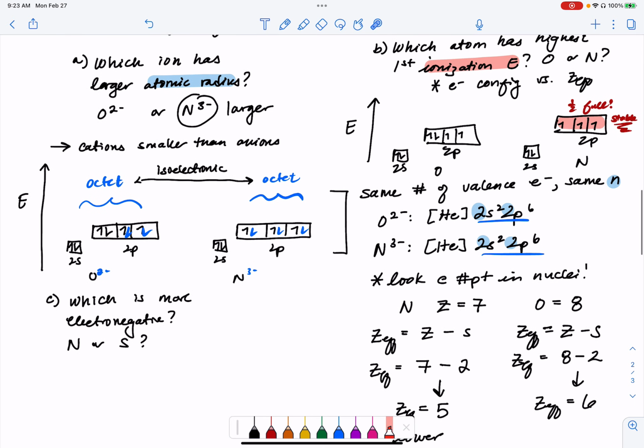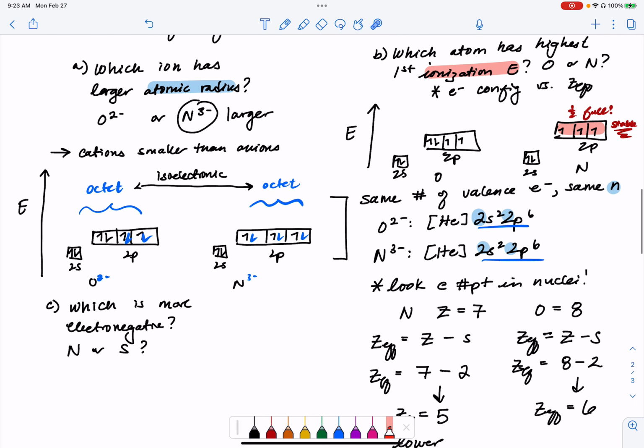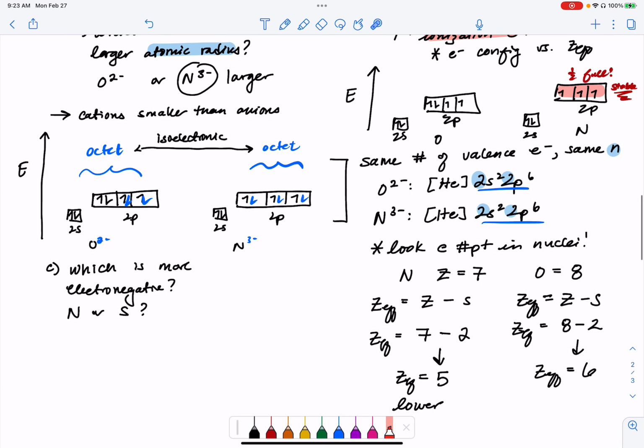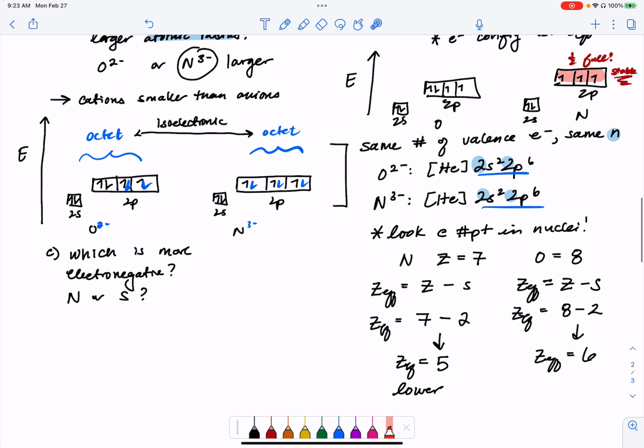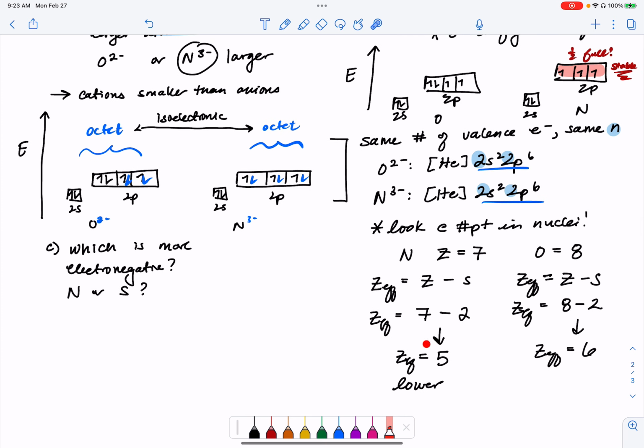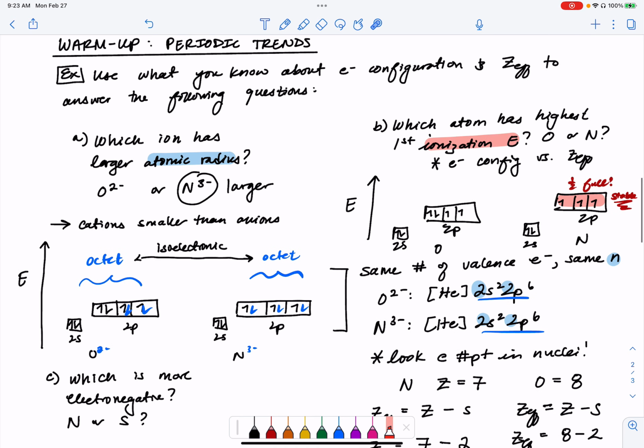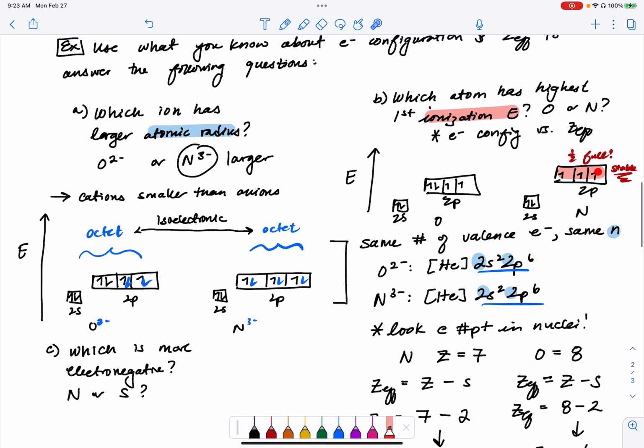So what we actually see here is that the stability of this electron configuration wins out over the relatively small difference in effective nuclear charge, meaning even though we would expect to see ourselves have an easier time removing an electron from nitrogen because it has lower effective nuclear charge, because nitrogen has such a stable valence electron configuration compared to oxygen, it's actually going to be much harder to remove an electron from nitrogen than it is from oxygen.